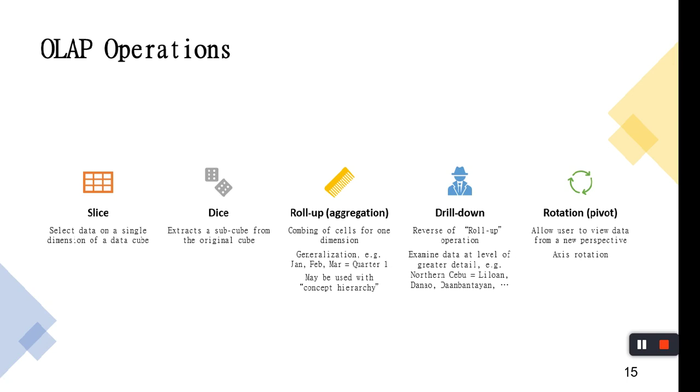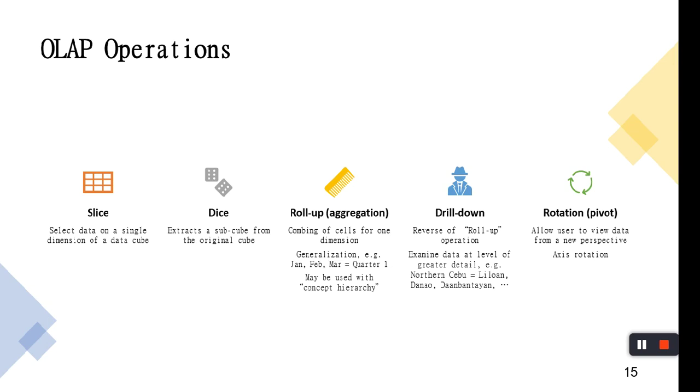So what are our different OLAP operations? We have the slice operation, the dice operation, the roll up or aggregation operation, the drill down operation, and the rotation or pivot operation. Okay, so what do we mean by a slice operation? If you want OLAP to do a slice operation, that means the system will select data on a single dimension of a data cube. Okay, select data on a single dimension.